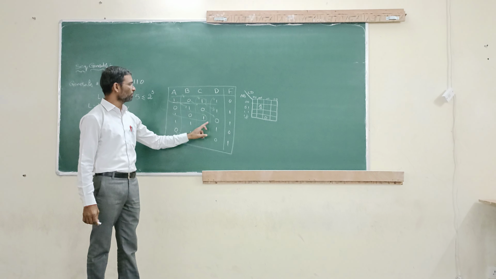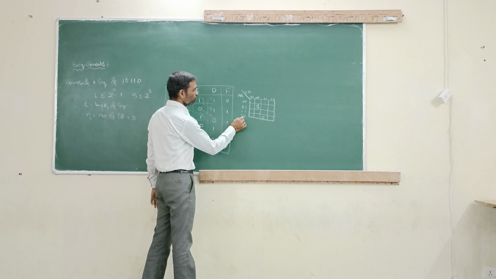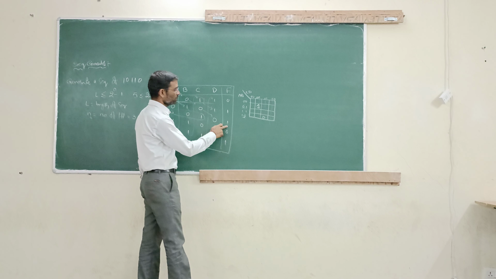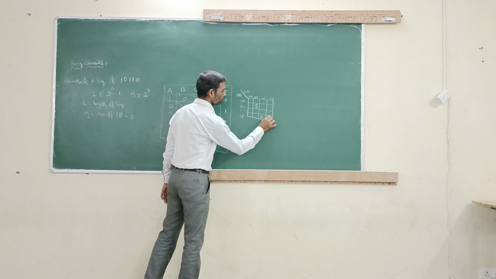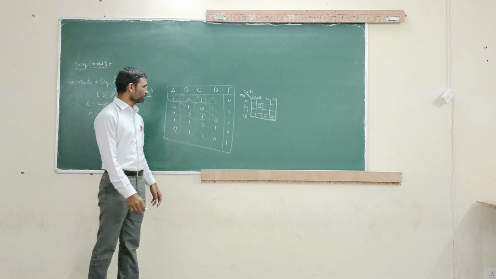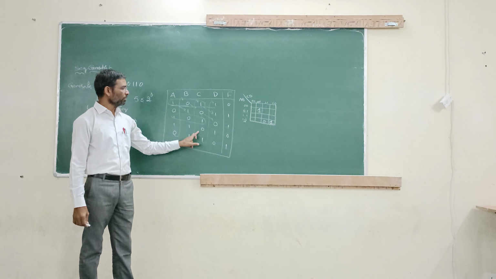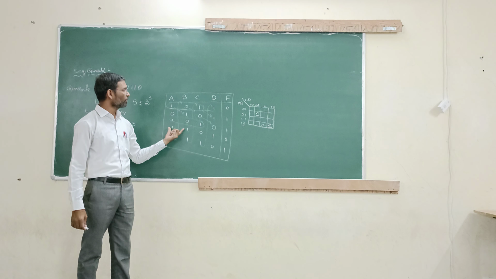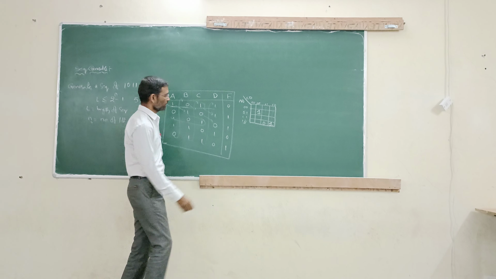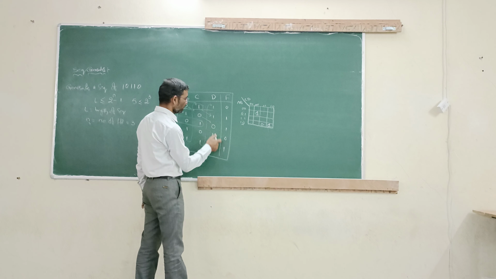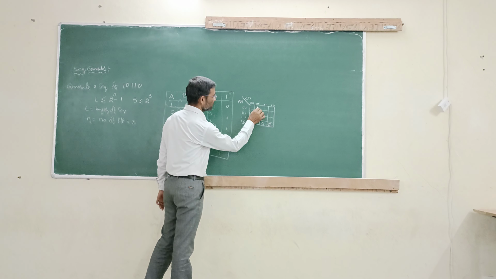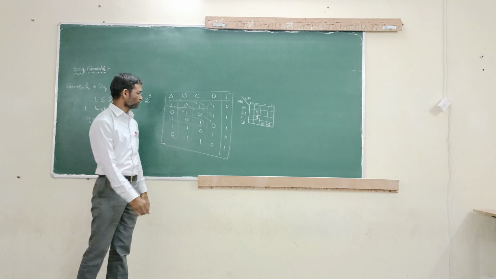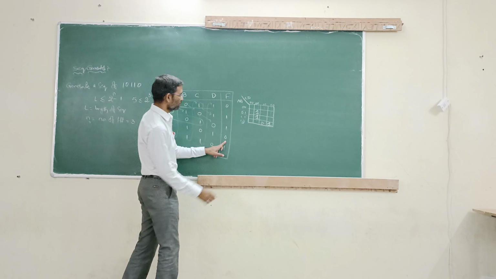Similarly, 1 0 1 0. Here AB is 1 0 and here CD is 1 0, so here we have to write the F value as 1. Next one is 1 1 0 1. For this the F value is 0. That means AB is equal to 1 1 and CD is equal to 0 1. 0 1 here is nothing but this one, so here it is 0.